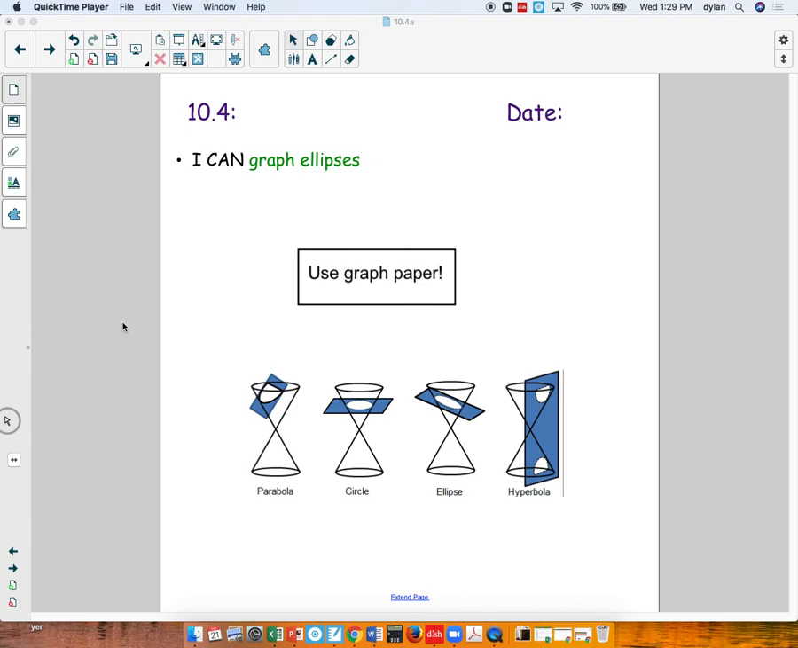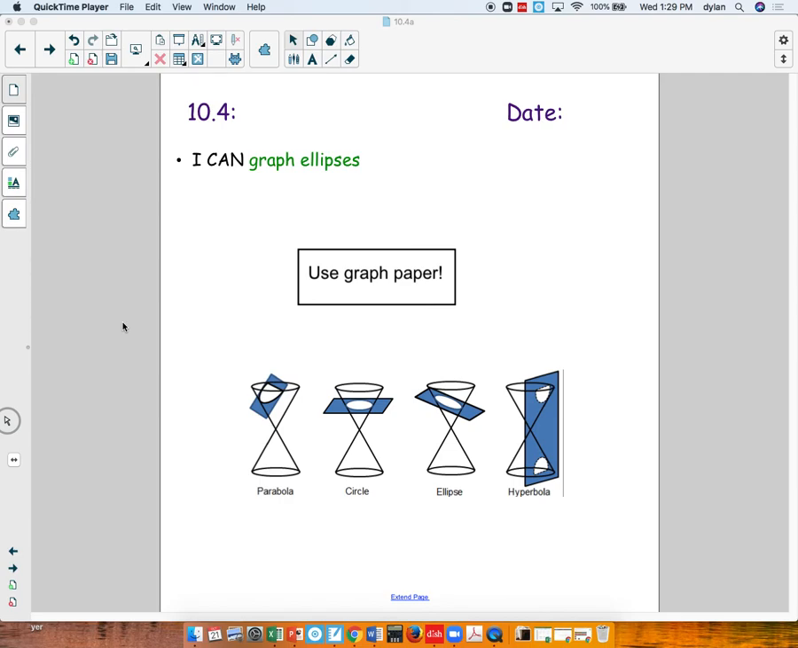Hey everybody, welcome to our next conics section. We're going to be looking at section 10.4 and we're going to be looking at graphing ellipses today. So again, you should use graph paper for your notes because we're going to be doing a lot of graphing.